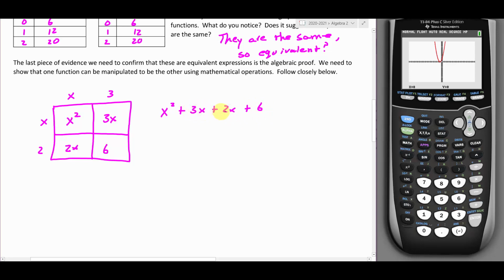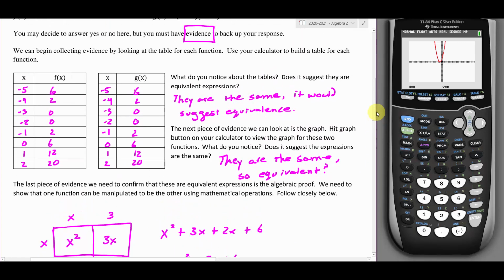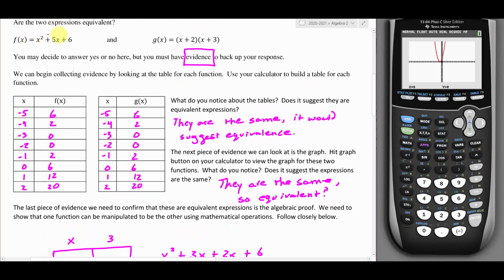Notice the 3x and the 2x are like terms, so I can combine those. And we get x squared, and then if I combine 3x and 2x, I get 5x plus 6. Right? So when I multiplied those two parentheses together, what I got is x squared plus 5x plus 6. And if I go back and look at my f of x, that is what f of x is. So I was able to show that g of x is the same thing as f of x by multiplying its two factors together. Okay?